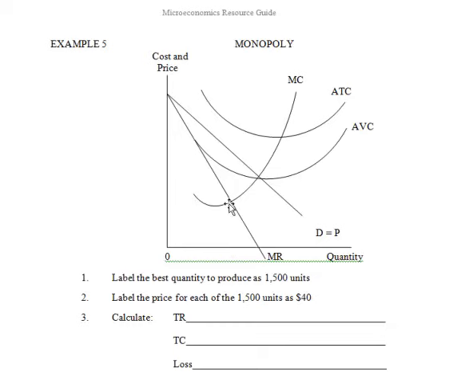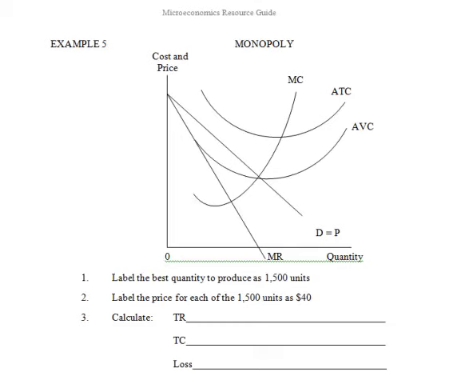And all you're going to worry about and all you're going to look at is that obnoxious line to determine price, AVC, ATC. So straight up from 1,500 units till you hit the demand curve and go over to the price axis, we're going to call that $40. So if this $40 is what each one of these 1,500 units are selling for, then obviously average total cost is higher than that, and average variable is lower.